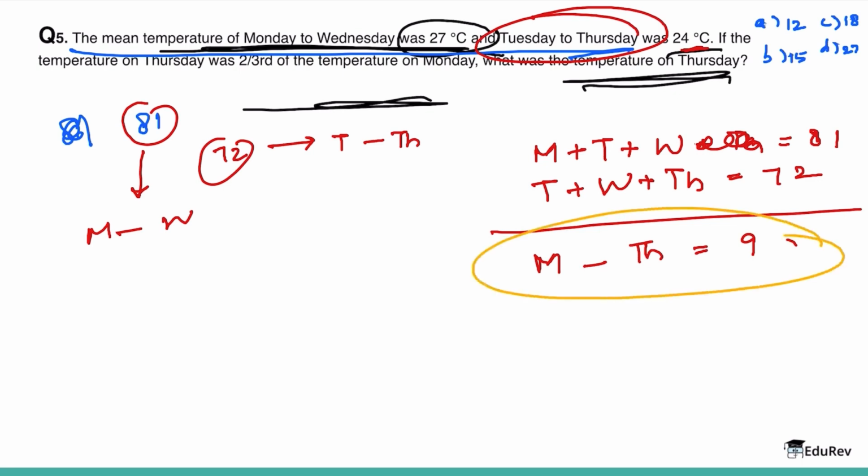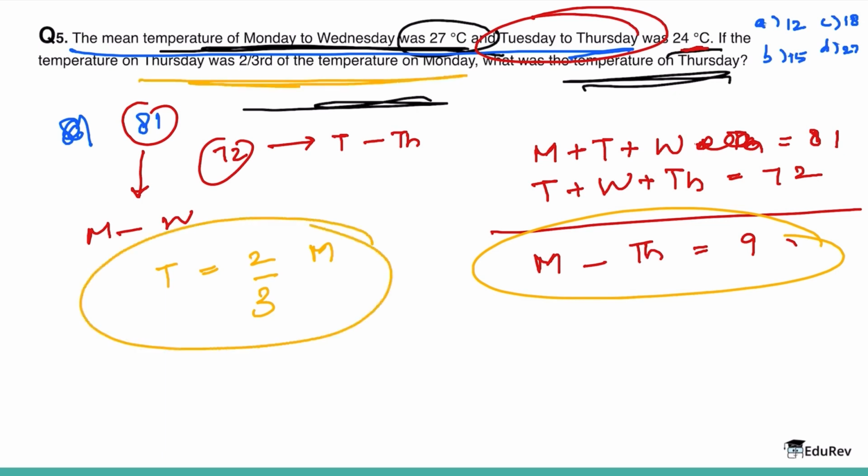Now, we have two unknown variables in this equation. And to solve two unknown variables, how many equations do we need? Obviously, we require two equations. Now, looking back at the problem, can I say that Thursday is nothing but 2/3 of Monday? Exactly, I can very well say that. Now, solving equation number 1 and equation number 2, I will get the temperature for Thursday as 18 degrees Celsius.